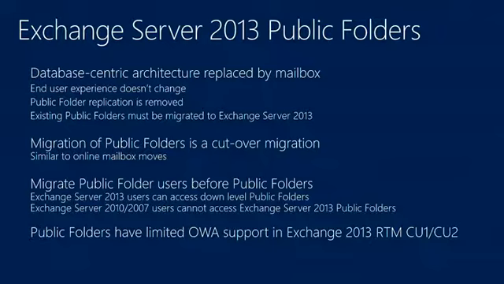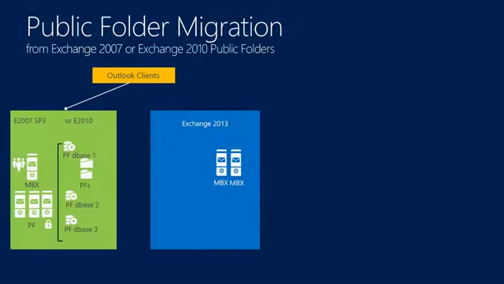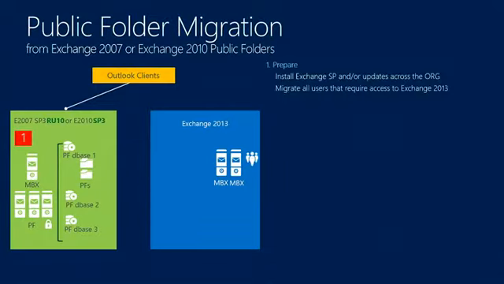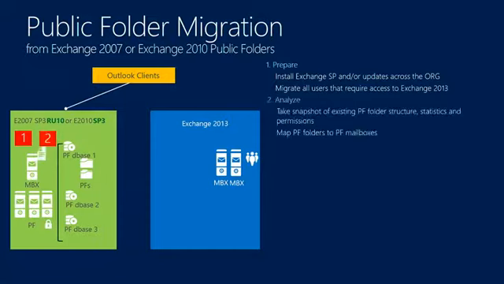And of course, the biggest change is on the back end, on the admin side, because of all the architectural changes that we made to change from public folder databases to the new ones. So what does it look like? You've got all your Outlook clients. They're connected to your legacy public folders over here. You take care of making sure that you've done all that you need to do to upgrade and get ready and move the mailboxes, et cetera, et cetera.